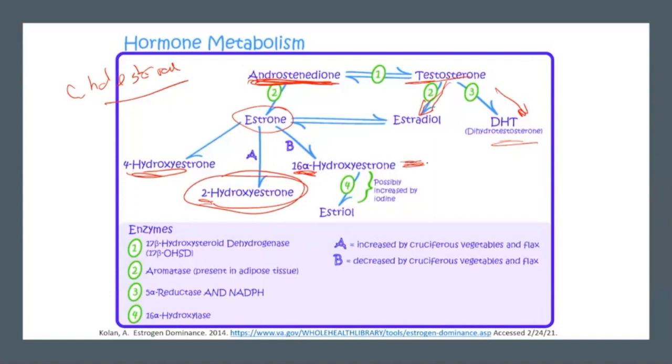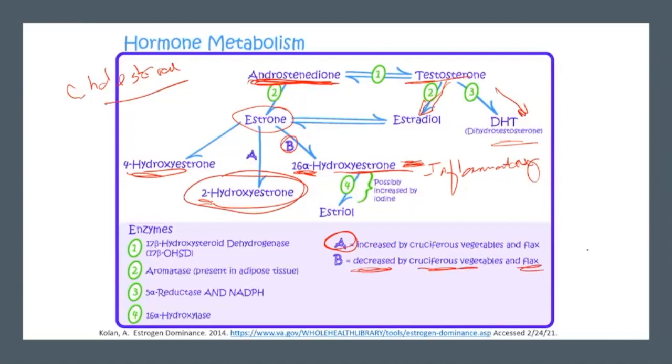And the reason that I have this slide up here, and this is the one that is going to be more inflammatory, and it is the one that is very prolific and has been linked to a lot of the cancers that are estrogen receptor positive. Here's the most important thing to remember here. This A pathway is increased by adding cruciferous vegetables and flaxseed to your diet. And this pathway is decreased by adding cruciferous vegetables and flaxseed to the diet.